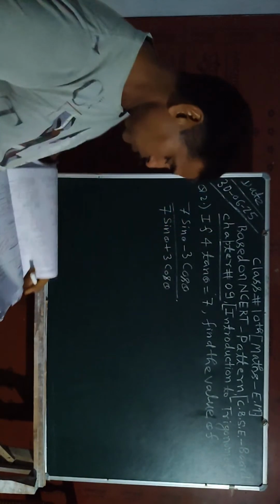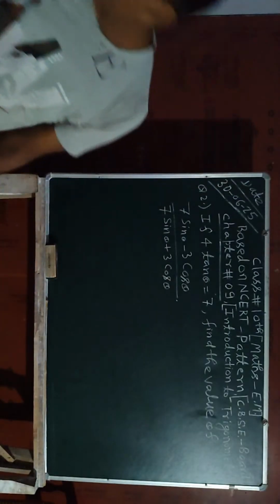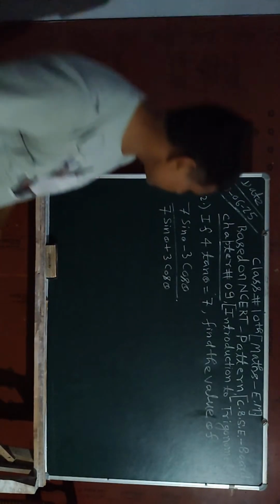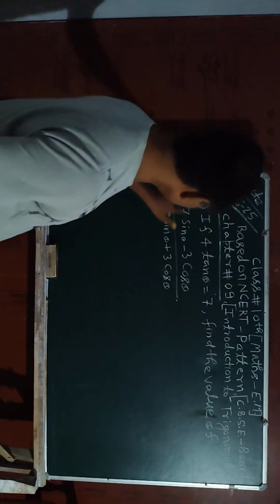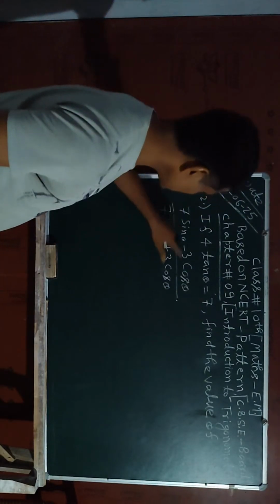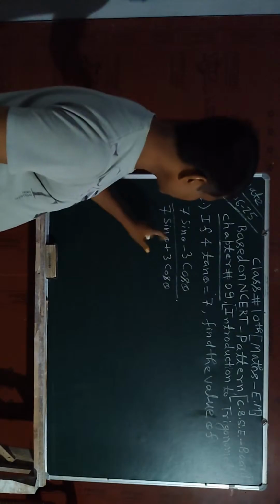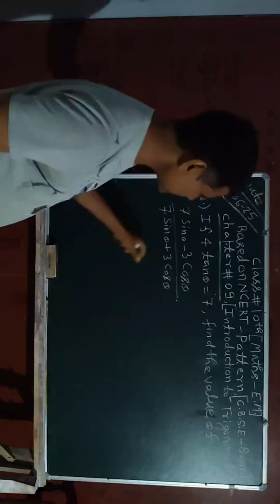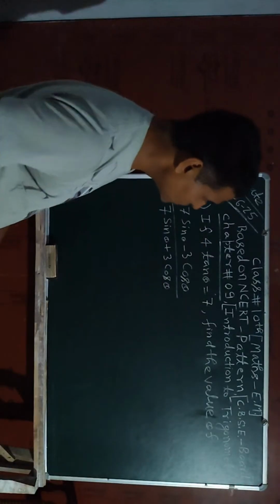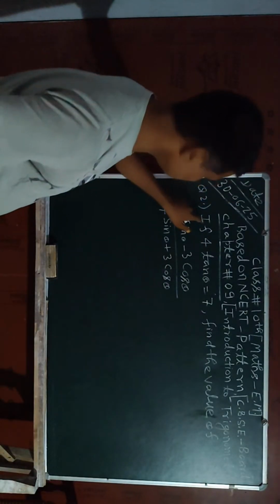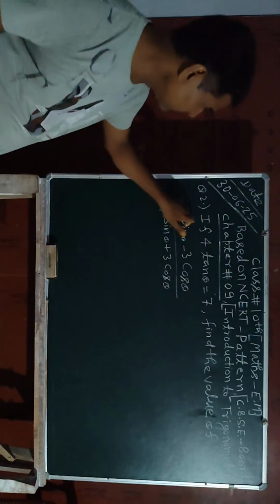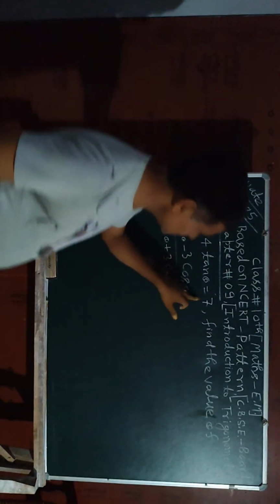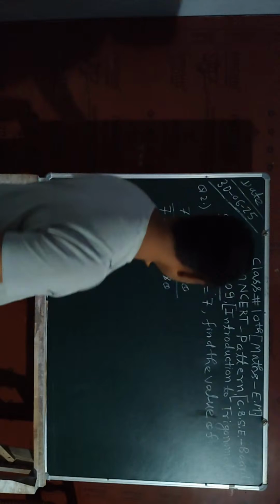Okay, student, so this is very simple. You only have to use trigonometric ratios properly to find the values of sin theta and cos theta, and then substitute those values in this expression to get its value. Here the question is given: if 4 tan theta is equal to 7, then find the value of this expression.